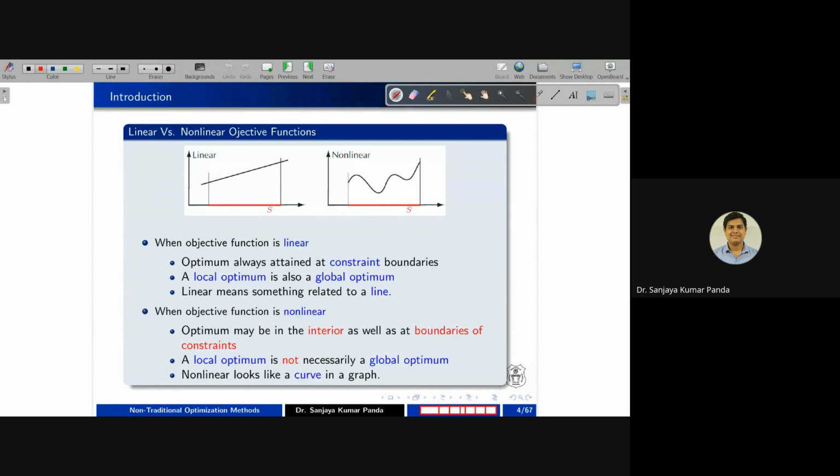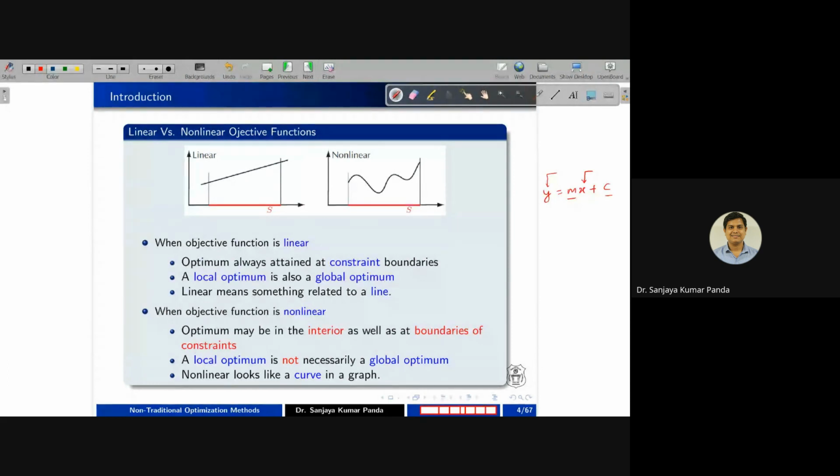As we say, linear means if x is increasing, y is also increasing. Linear means something related to a line, and we know y equals mx plus c. This is the straight line equation. So if you put in a value of x, you will get a value of y. And m and c are called coefficients. One is called the slope, another is called the intercept. So it is more or less related to a particular line.